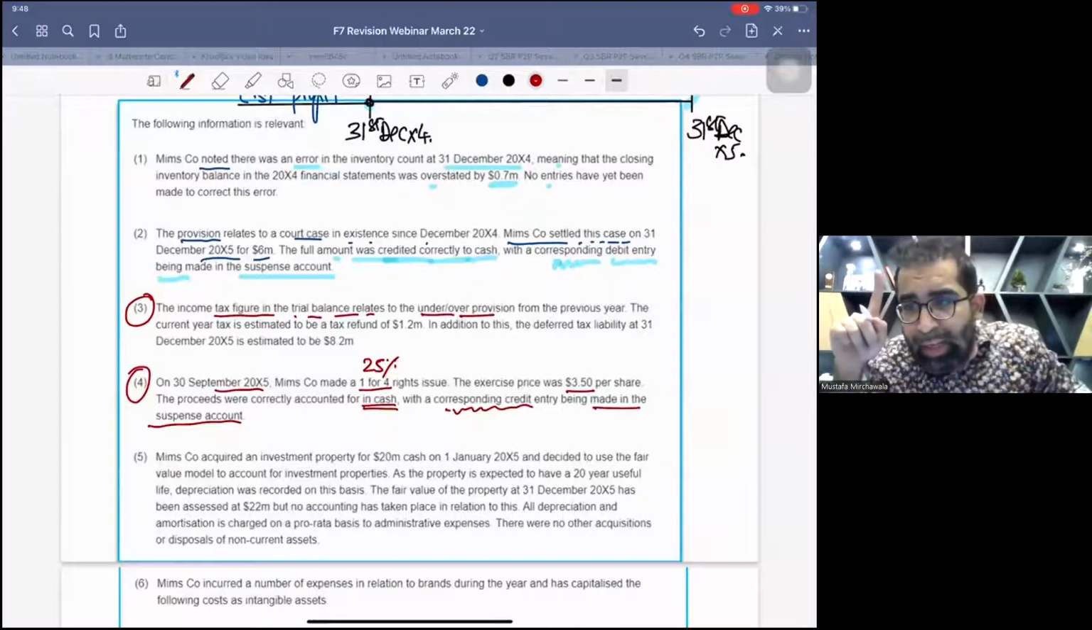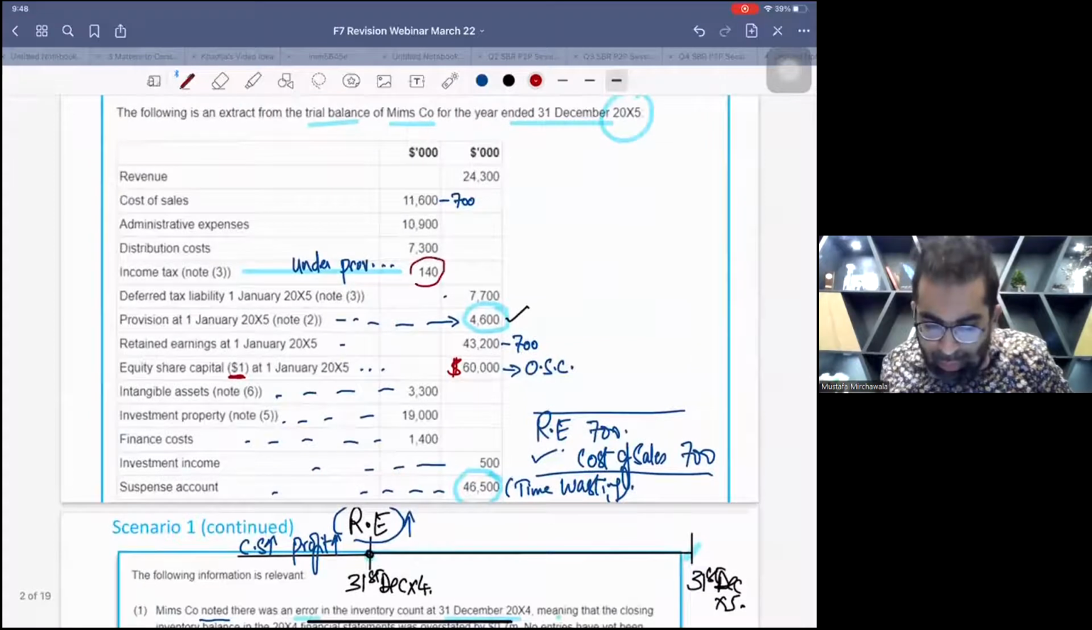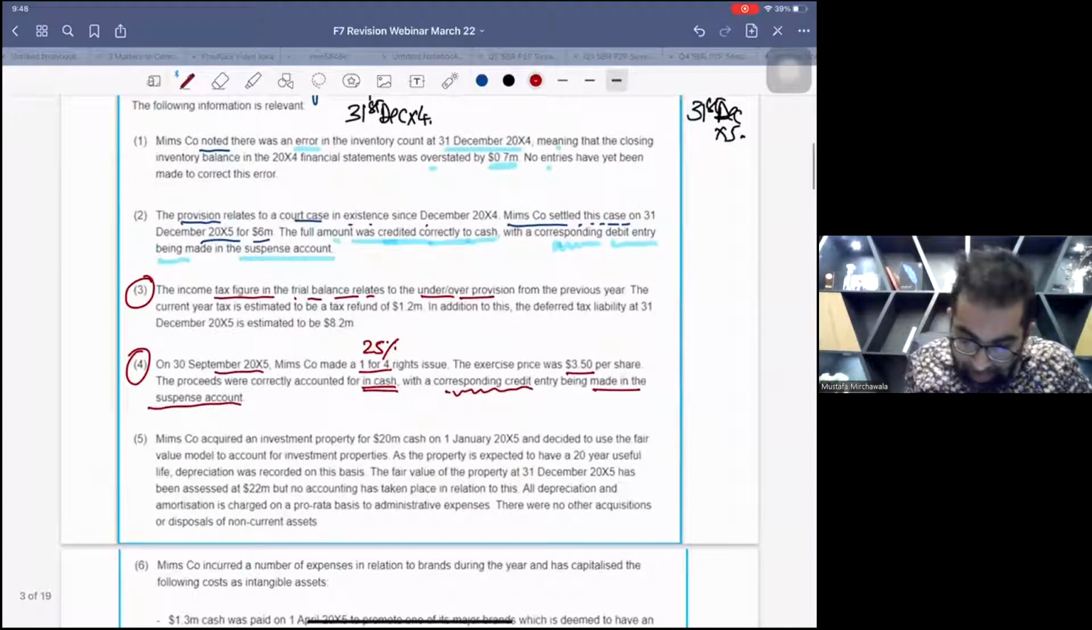They are openly saying in the trial balance you have under over. As it is debit side, so it is under provision, which is an expense. Clear? Now, the current tax is estimated to be tax refund.